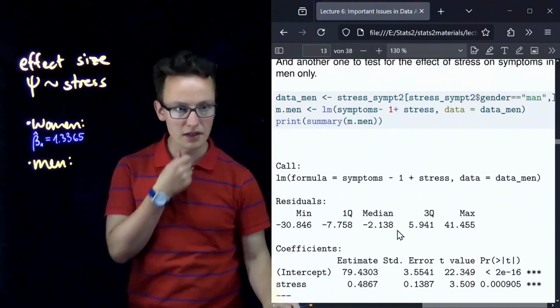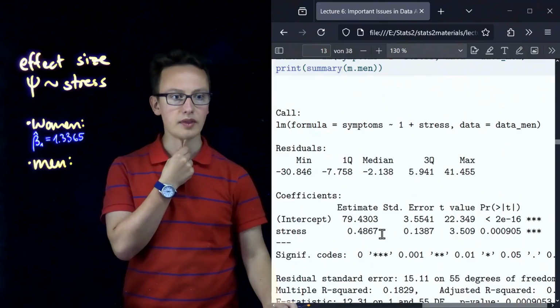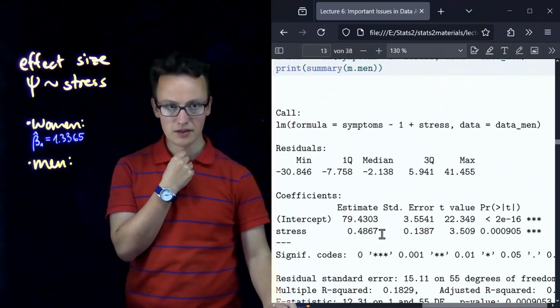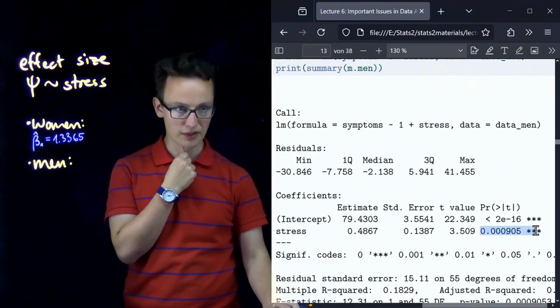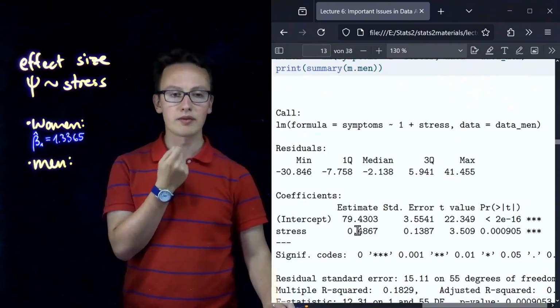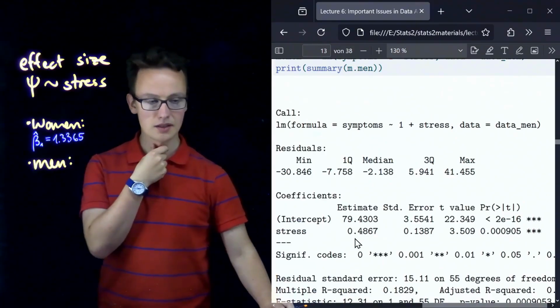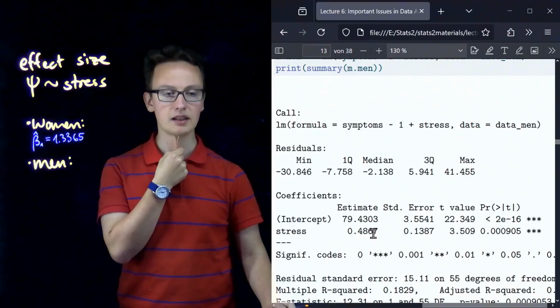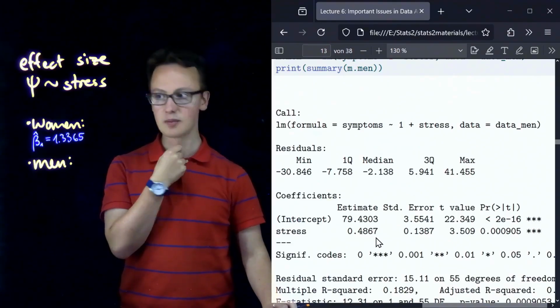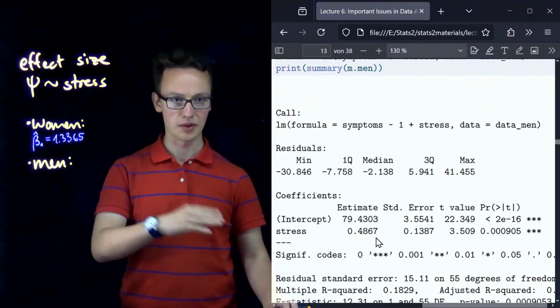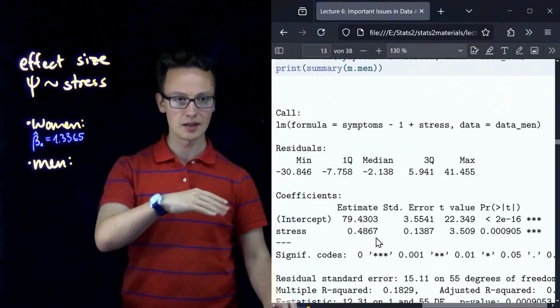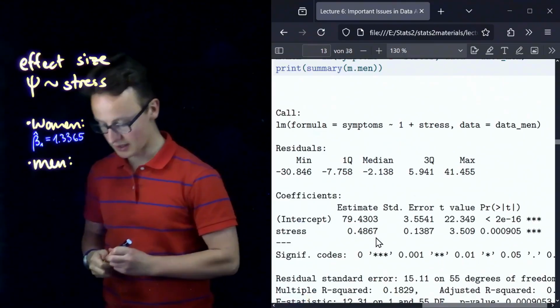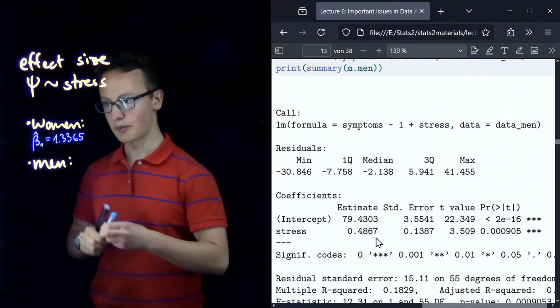As I see here, there is also an effect of stress. So there is still a significant effect of stress, but the effect magnitude is now just 0.4867, right? It's not anymore this 1.3365. So the slope is not so steep. It's less steep than the one for women. So we could write down beta 1 for men.